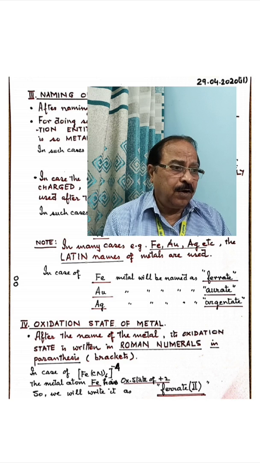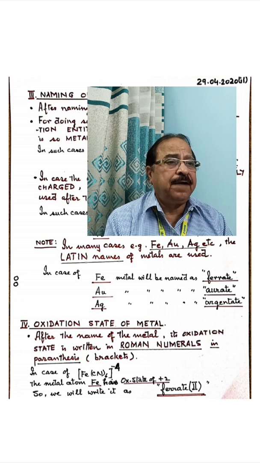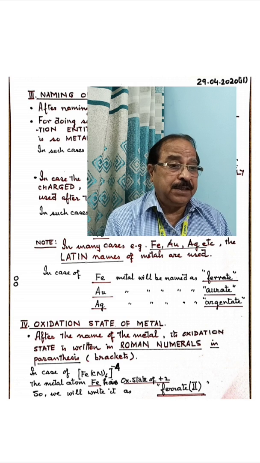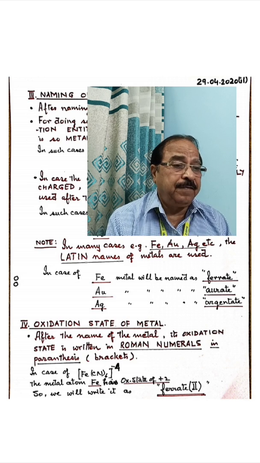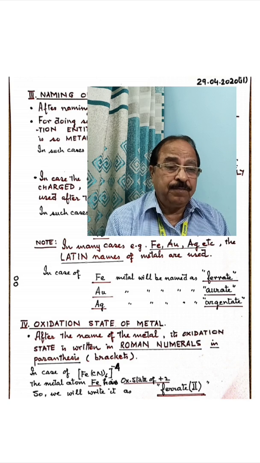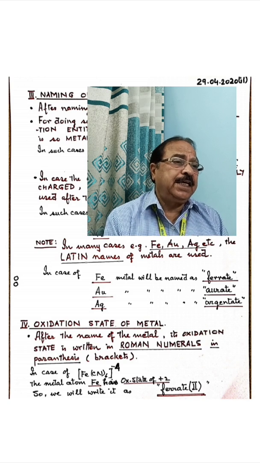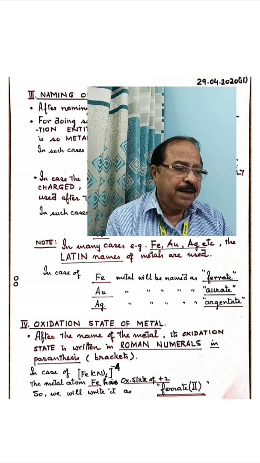Now, what is the oxidation state in the coordination entity? It can be neutral, it can be 0, it can be 1, it can be 2, it can be 3. Now we have to mention the oxidation state of the metal atom or ion in brackets.